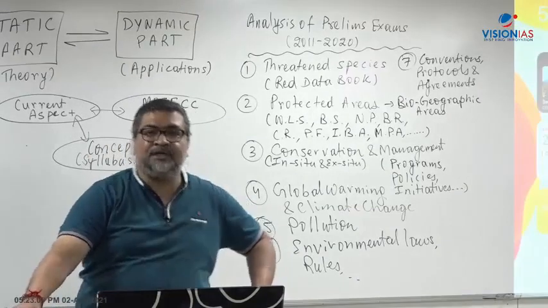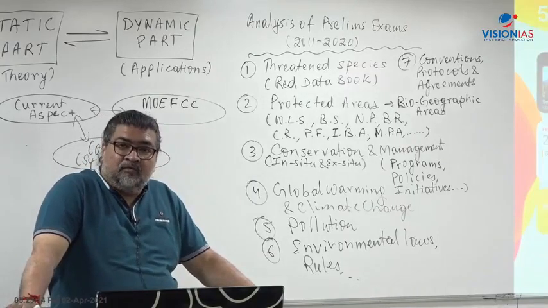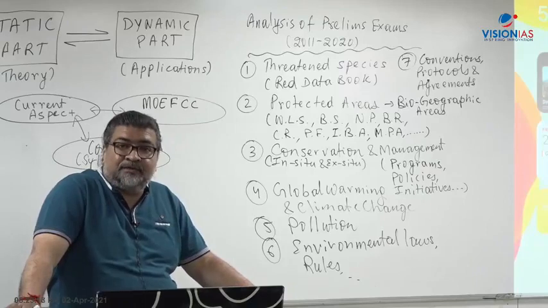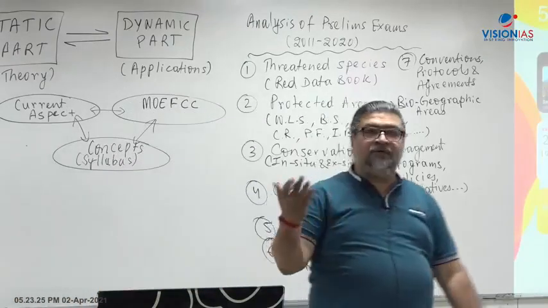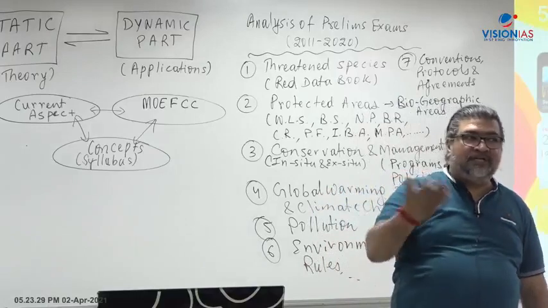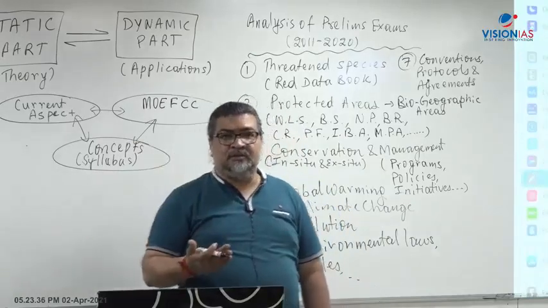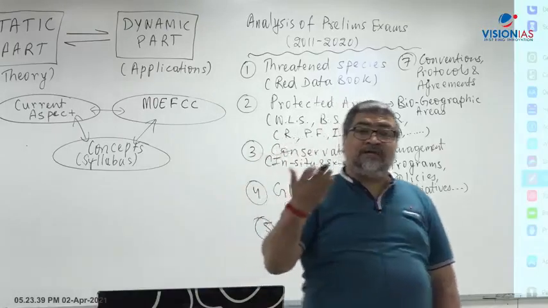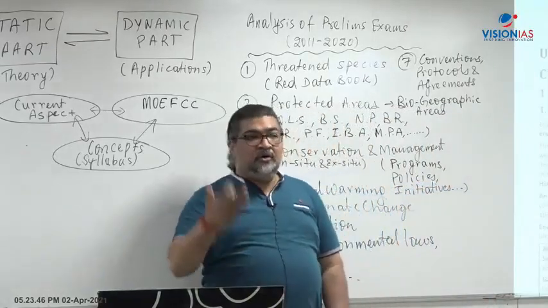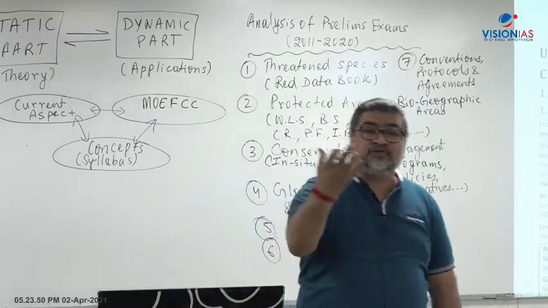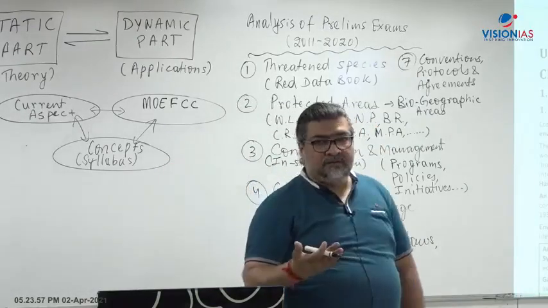Let's say, for example, in biodiversity, the CBD, Convention on Biological Diversity, has two important protocols. One is the Cartagena Protocol on Biosafety. Second is the Nagoya Protocol on Access and Benefit Sharing. Climate Change: UNFCCC, Paris Agreement, Kyoto Protocol. Desertification: UNCCD, United Nations Convention to Combat Desertification. Wetland Conservation: Ramsar Convention on Wetlands of International Importance. All these conventions on different areas of environment become very, very important for questions in the exam. And UPSC can ask you any question regarding the COP also, Conference of Parties, COP decisions.